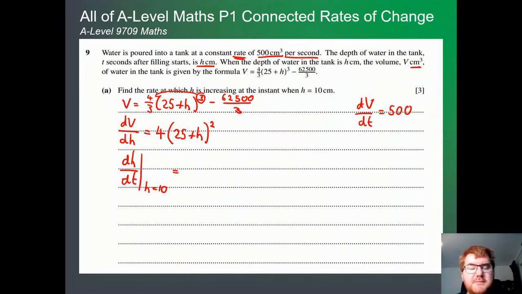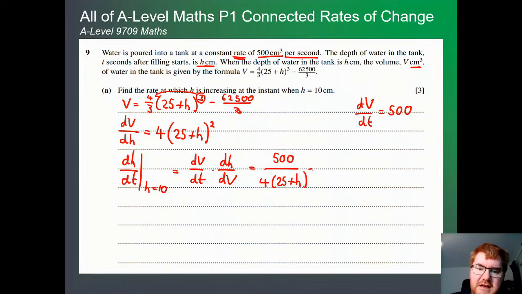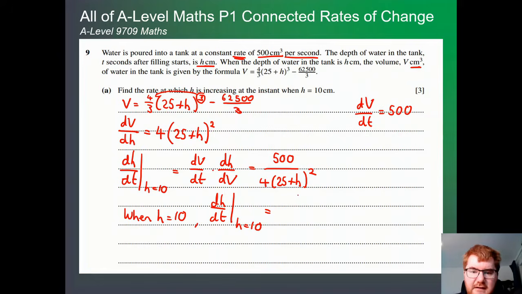And if we use the formula we used before, so you're getting lots of experience at using this. So we have dv by dt multiplied by dh by dv, this flipping of this particular differential. And if we do this, we get 500. Notice the questions are usually in the same kind of structure here, plus h all squared. Now we want h is 10, so when h equals 10, our derivative here at h is equal to 10 is 500 over 4 lots of 25 plus 10 all squared.